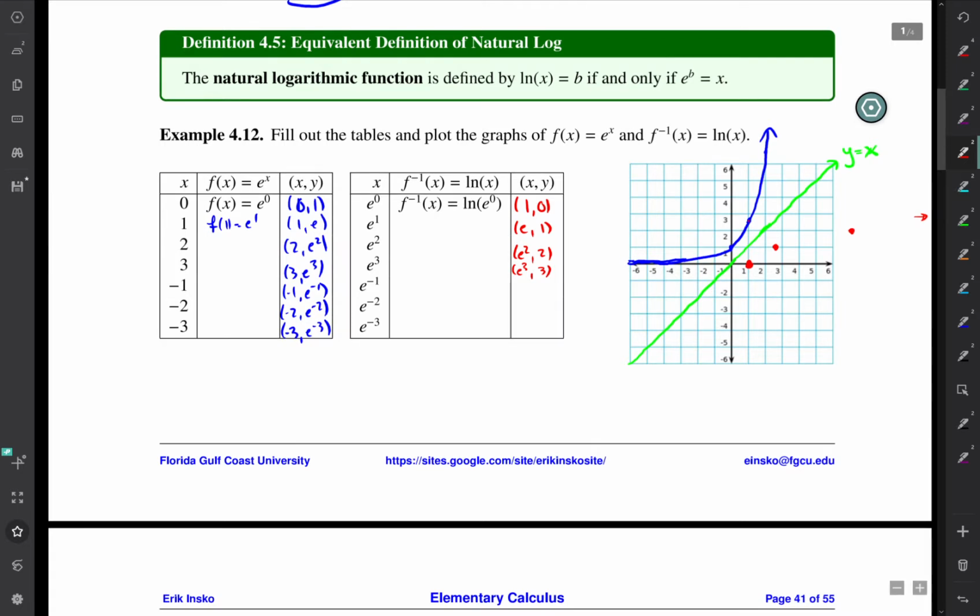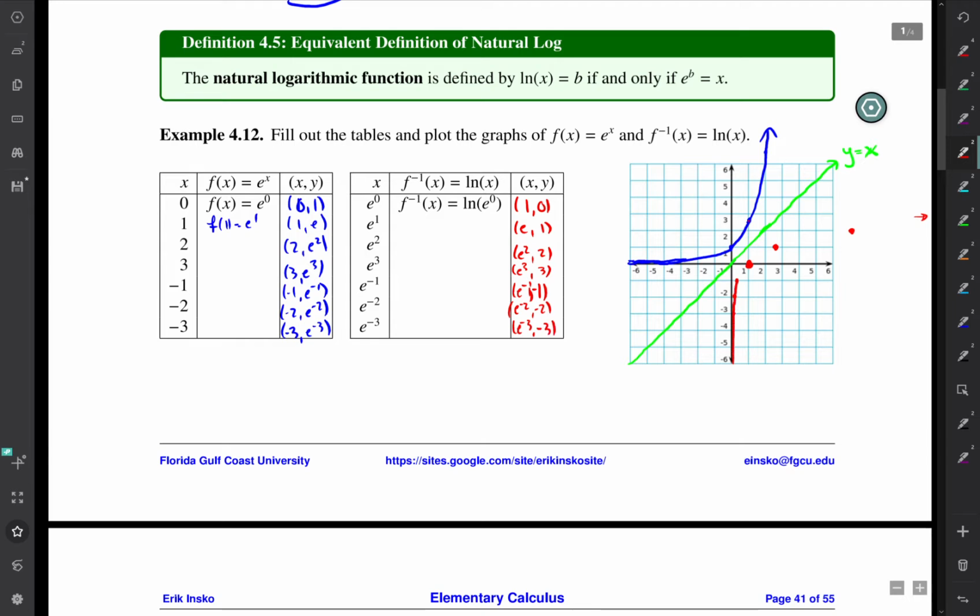And then if I plug in e to the minus 1, I should get negative 1, because ln is going to undo that. So e to the minus 1 comma negative 1 would be like right there. And then e to the minus 2 comma negative 2 would be like right there. E to the minus 3, negative 3 would be right there.